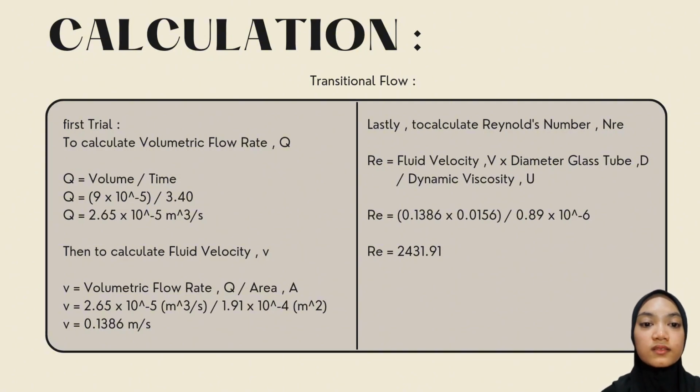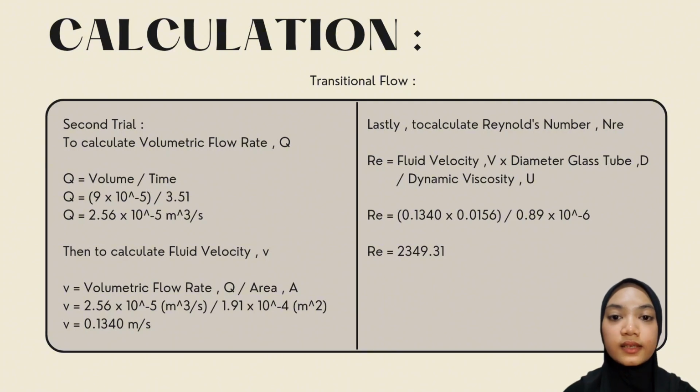Lastly, the Reynolds number is equal to fluid velocity V times the diameter of the glass tube D divided by dynamic viscosity U, where the Reynolds number is equal to 0.1386 times 0.0156 divided by 0.89 times 10 to the power of negative 6. Hence the Reynolds number is equal to 2431.91. This shows that the value of Reynolds number for transitional flow is in between 2100 and 4000. Then the next two trials for transitional flow are calculated using the same method and technique.